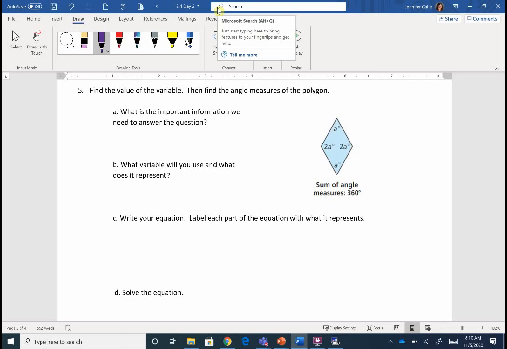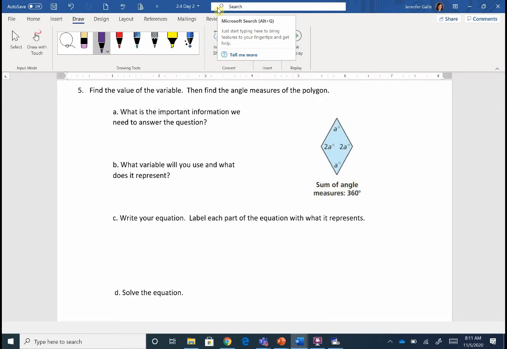these together, just talking about some of those key words, some of the important pieces, and then give you guys a chance to try one that's similar to it. And then question 7, I'm going to see how question 7 goes. I might bring us back together for question 7 because it's a little bit different as well. All right, so it says find the value of the variable, then find the angle measures of the polygon.